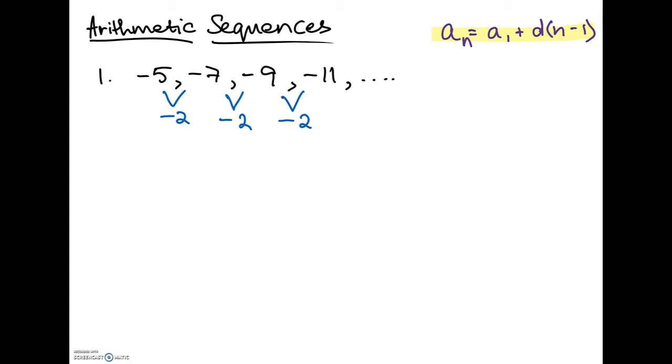So let's say that we want to find the 13th term of this sequence. We want to find the 13th term. How do we find it? Let's use our formula. I've written the formula up here for reference, and we're just going to substitute numbers. So we know we want to find the 13th term, so it's a of 13.